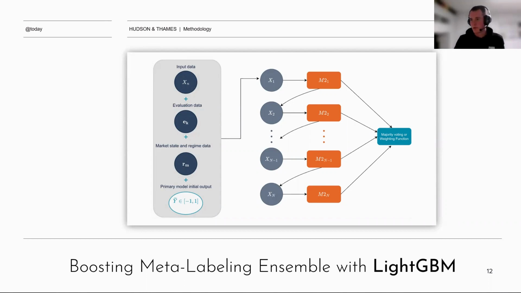And if we look into the flowchart, X1 to Xn represent the feature data sets, and M1 to MN are the weight-increased boosted decision tree classifiers. This figure is actually from a previous paper by Michael, where he introduced the different meta-labeling architectures, and we intended to implement some of them and compare them.